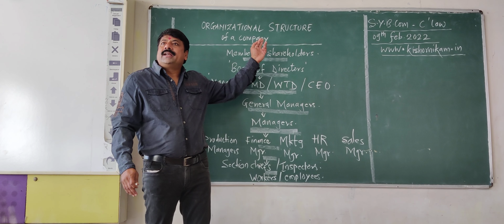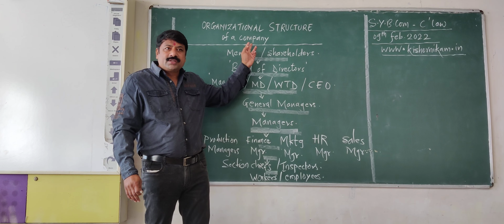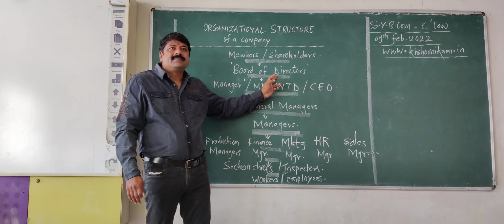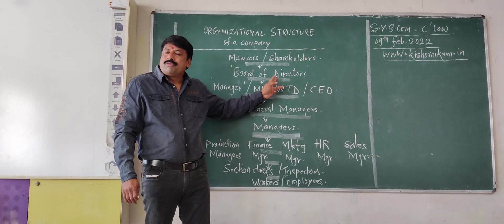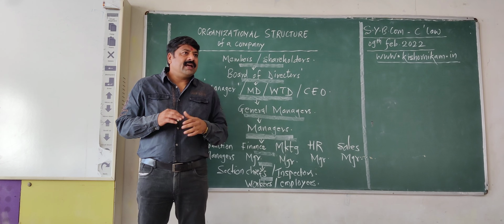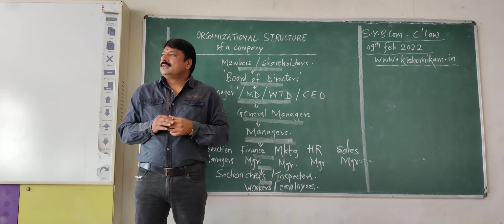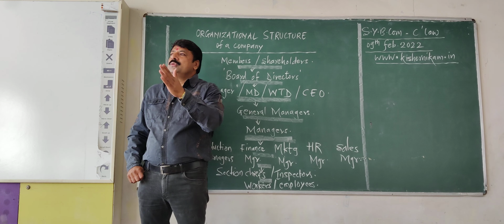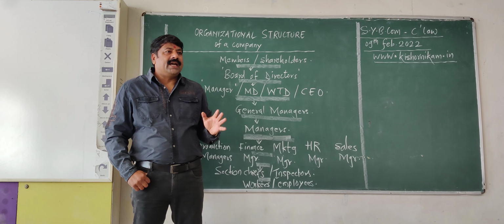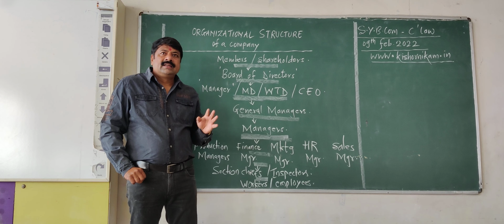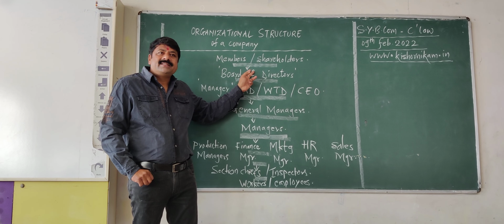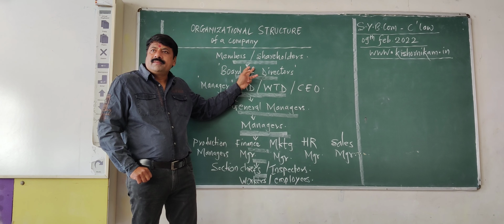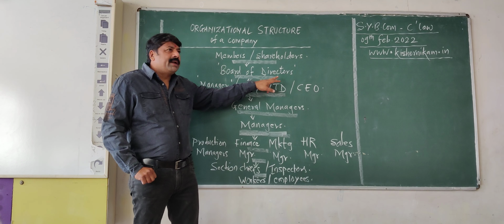So shareholders are at the top because they are the owners of the company. They choose the board of directors through elections. For a public company, there are elections for the positions of directors. Any shareholder who possesses qualification shares can become a director by contesting an election. Then the board of directors.